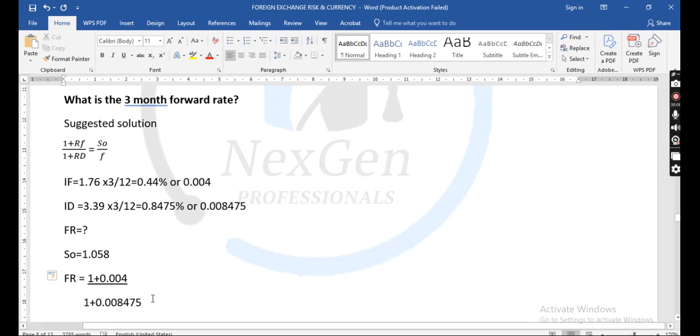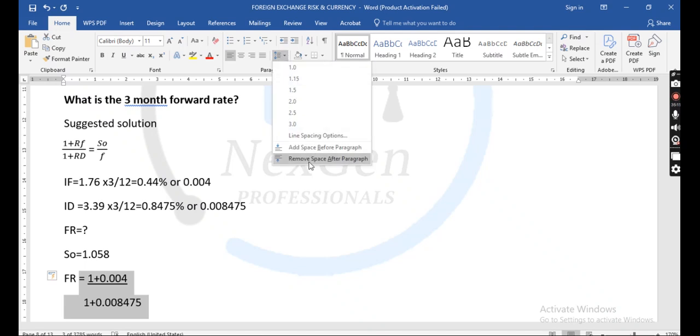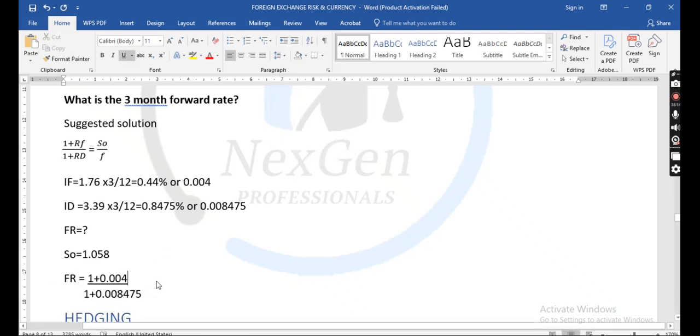If we have someone in this class that does not understand what we were doing, better talk. Then equals to the spot rate, right? What is the spot rate? The spot rate 1.058 divided by the FR. Please, I need the final figure. We did that in the first one under the purchasing power parity, right? So what is the FR, which is the forward rate.